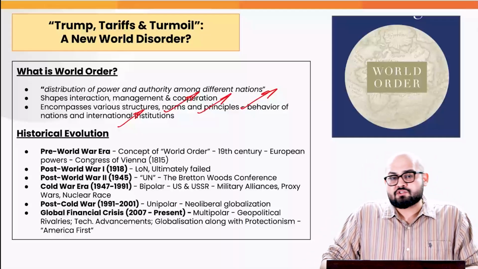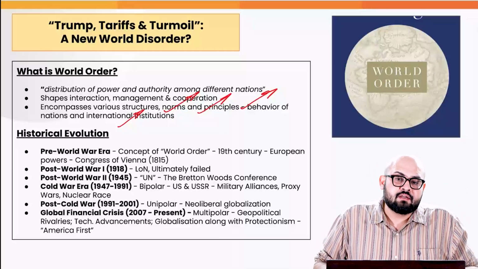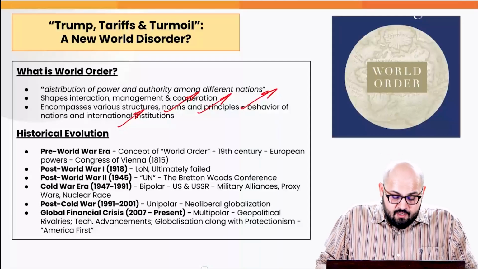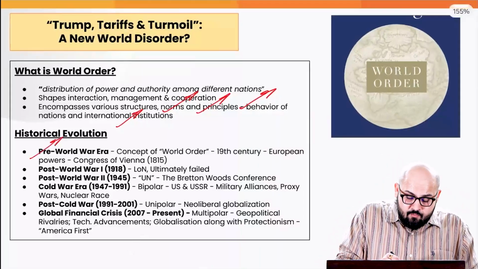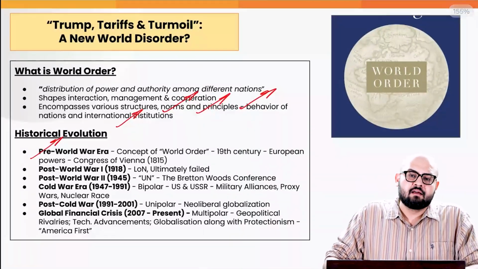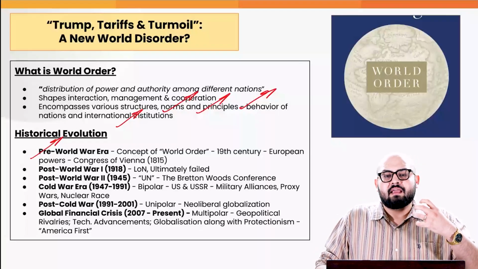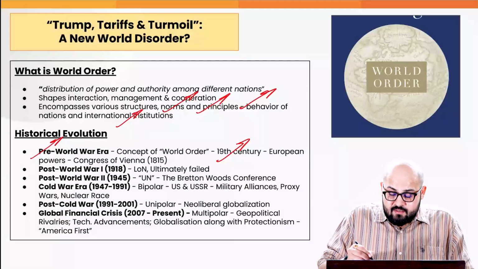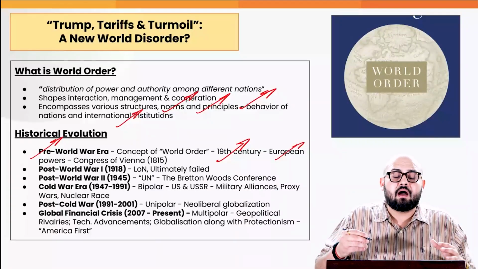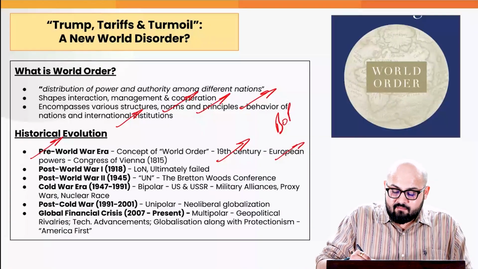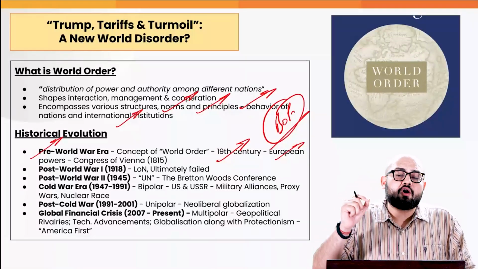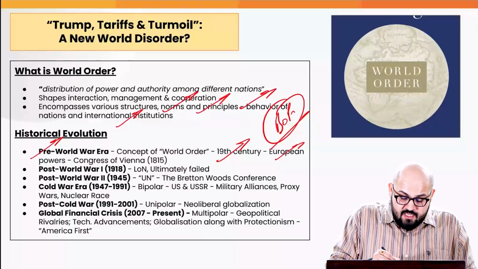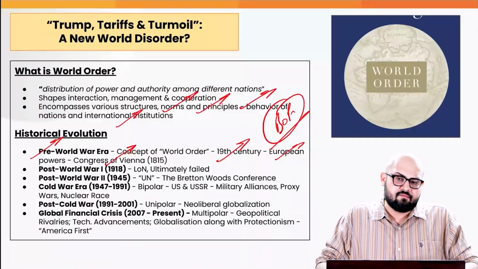Now, let's talk about the chronology in which the world order developed, right? How this world order came into being. If I go into the pre-World War era, please understand that this concept started its inception then. It was primarily in the 19th century when different European powers came up with this concept of balance of power, right? And if I talk about a specific event which came up with this world order, it was the Congress of Vienna of 1815.